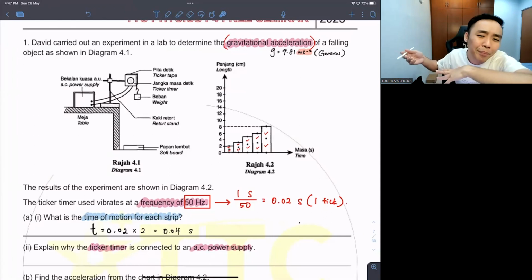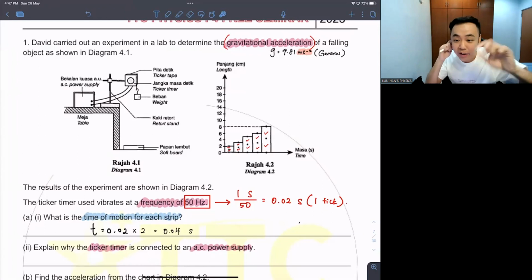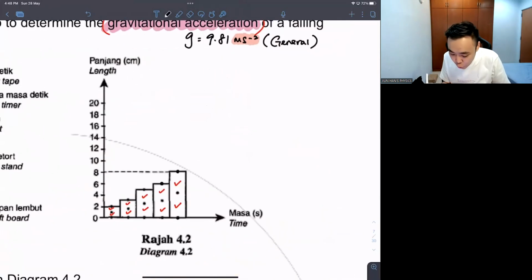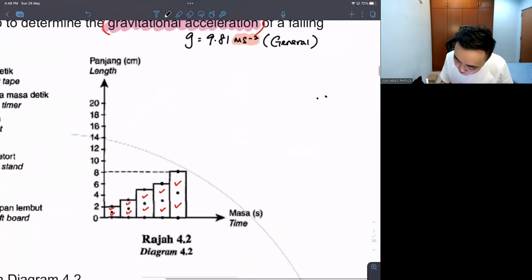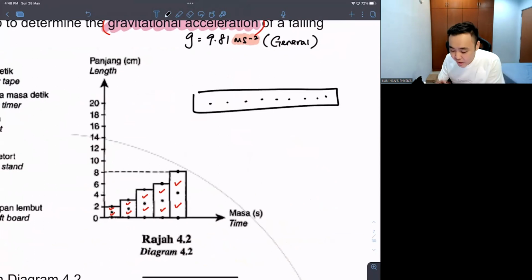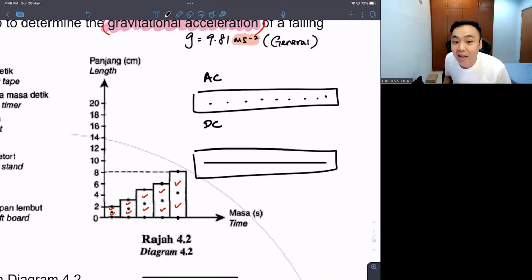So what will happen? You go down and then you drag all the way. You're not going to get dots. You just get one straight line, because the paper is being dragged. So your machine does dot, dot, dot, up, down, up, down, and becomes your ticker tape. What happens if you put DC? There would be a dot, and then the line is pulled all the way. This is what you expect to see in DC. Get it? So this is why we use AC.